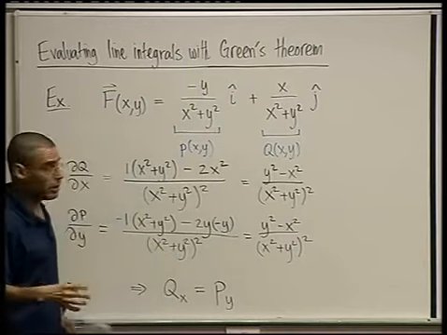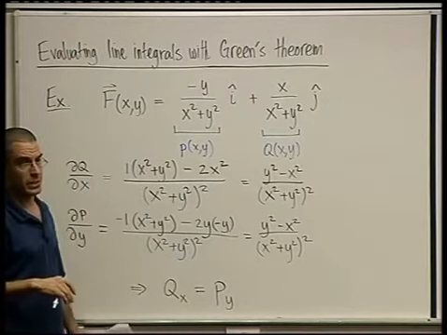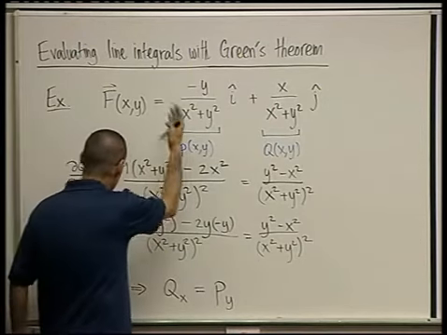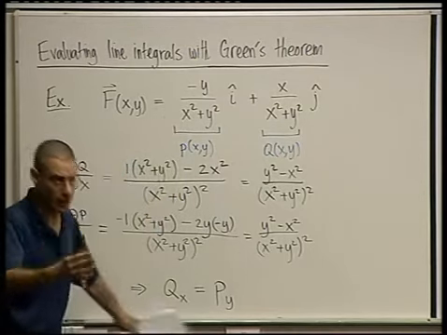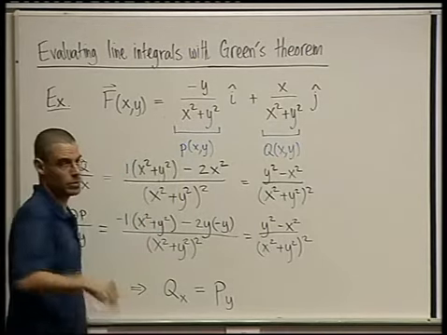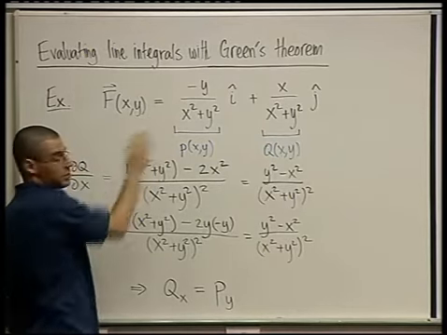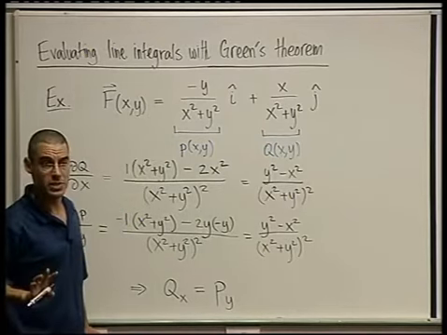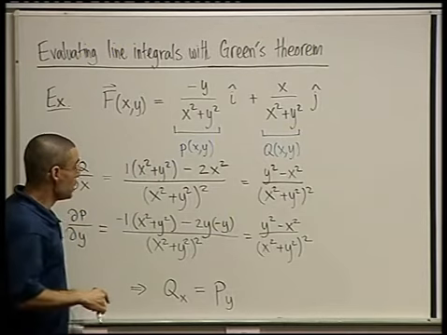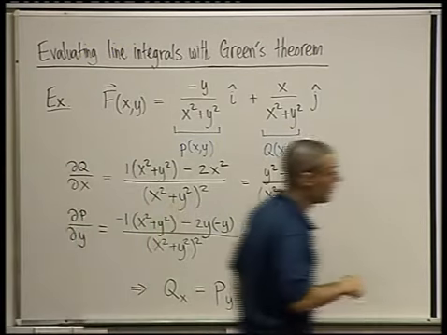And at (0, 0), there's no way to amend this, right? At (0, 0), this is not even defined, let alone continuous, let alone C1. Do you agree? This field is not defined at (0, 0). Does everybody see that? Okay. So back to this board.